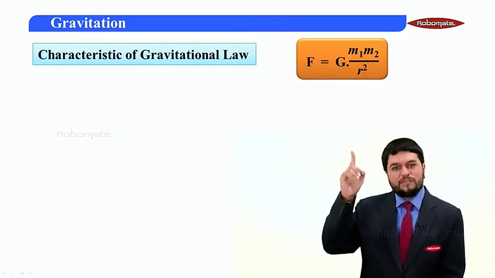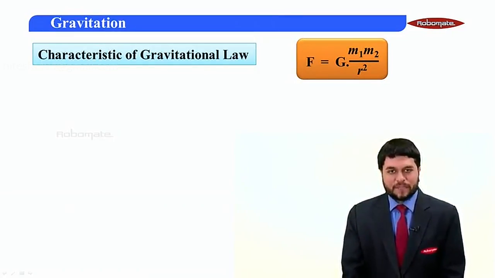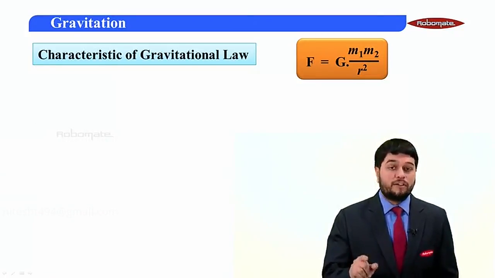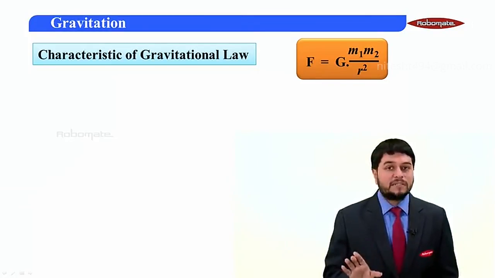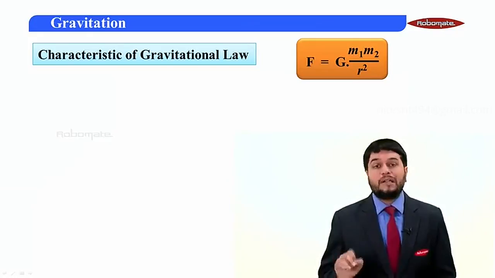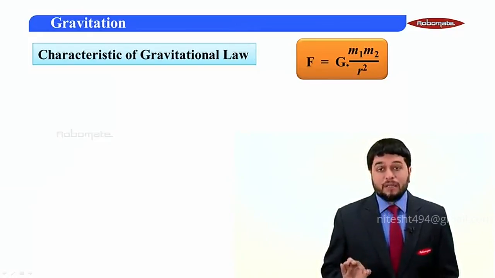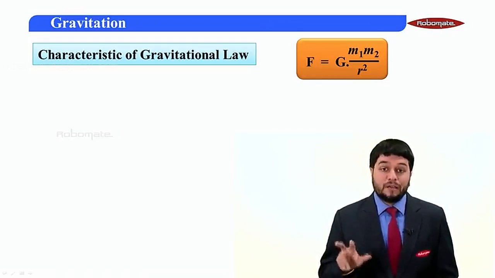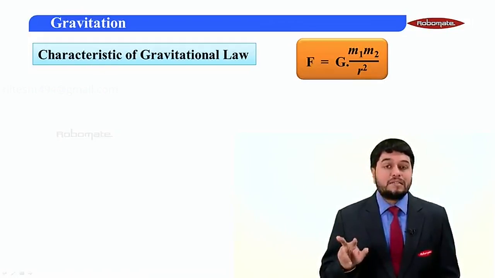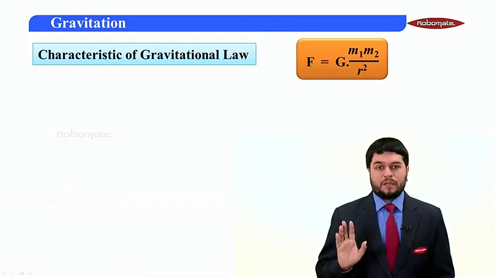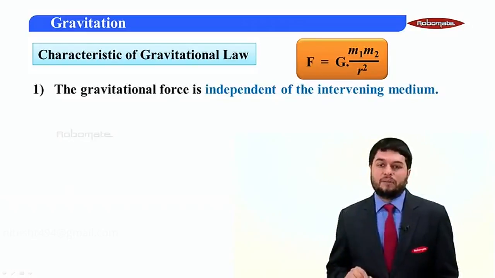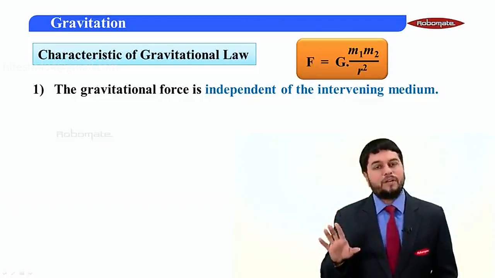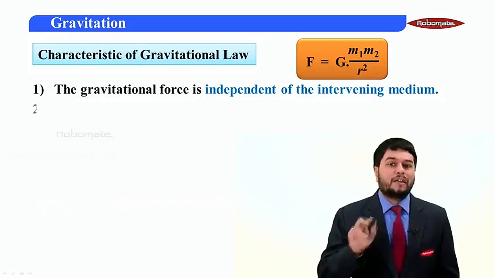You know the gravitational force is given as G m1 m2 upon r square. That is, it is directly proportional to the product of masses and inversely proportional to the square of the distance between them. Apart from this, the gravitational force does not depend on any other factor. I mean, if you keep the two masses in vacuum, or in air, or in inert gas at that constant distance, it doesn't matter. And this is nothing but the first characteristic of the law. That is, the gravitational force is independent of the intervening medium. It does not depend on the medium in which the two masses are kept.